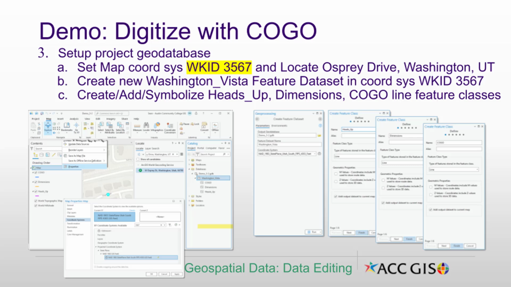In step 2, we'll create a new Washington_Vista feature data set in the same coordinate system, WKID 3567, in our project file geodatabase. And then we'll create, add, and symbolize 3 different line feature classes. The first is heads up, the second is dimensions, and the third is COGO. And we'll use those to digitize our data in 3 different ways. And then at the very end of this demonstration, we'll compare the results.